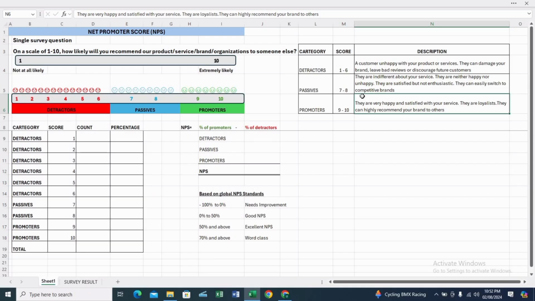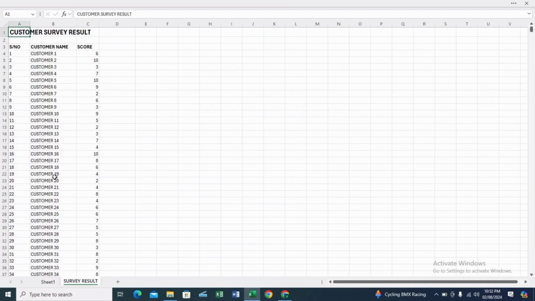For us to calculate the Net Promoter Score, the first thing we need to do is to count the total scores from each respondent in our survey results. In another sheet here, we have a list of customer survey results with a total of 1,260 customers, each responding based on the rating scale of 1 to 10.